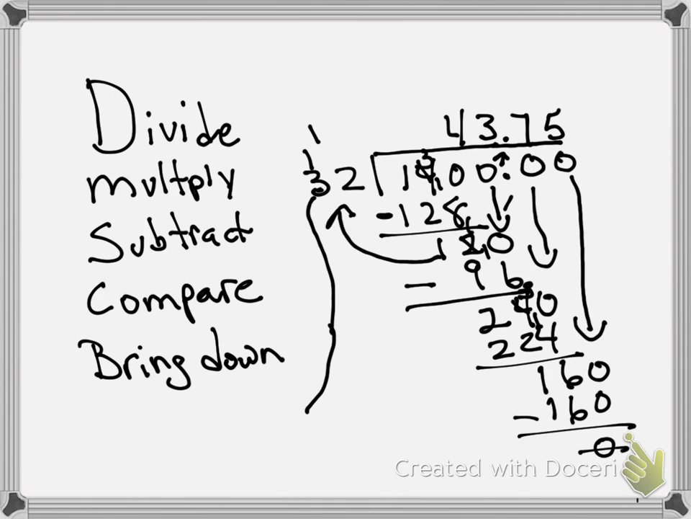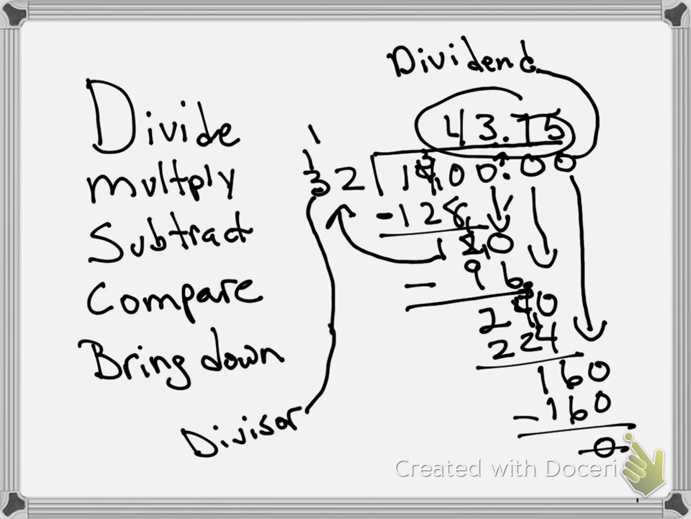Once again, labeling the parts here. This right here is our divisor. This is our dividend. And our answer is called the quotient.